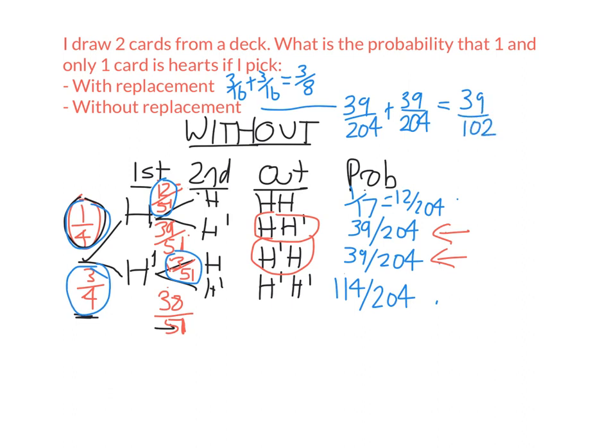So the probability has ever so slightly changed. So when I did replace the card, the probability of getting only one heart was 3 over 8, which is 0.375. If I don't replace the cards, the probability of getting only one heart has gone up slightly. It's now gone up to about 0.382, whereas it was 0.375. We see that the probability is only slightly changed when we change the experiment from with replacement to without replacement.